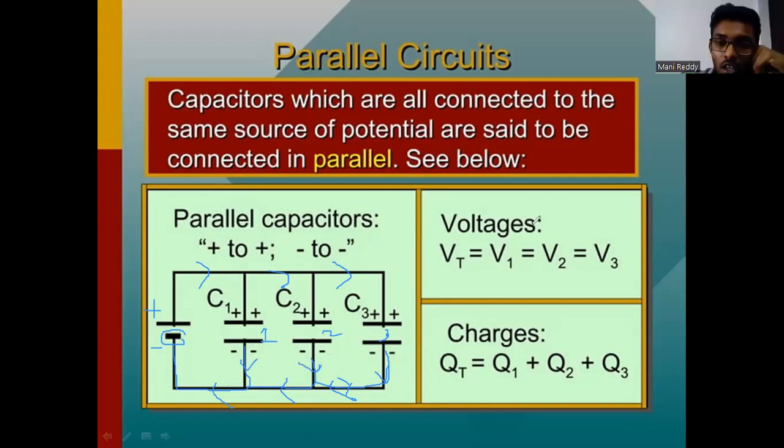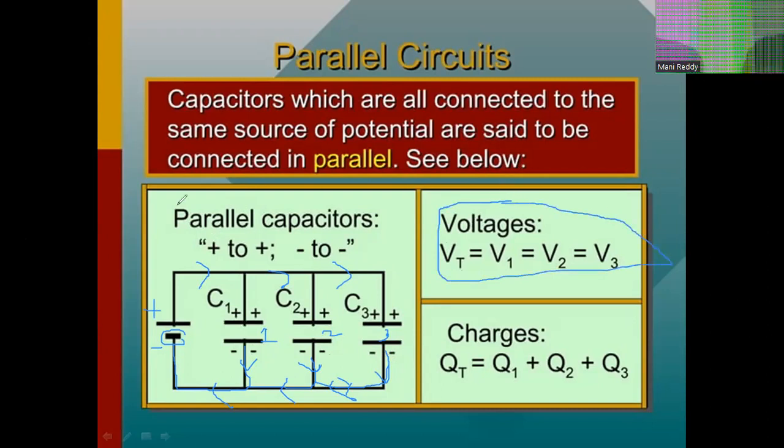Here voltages are the same in parallel connection. We all know that in series connection, charges are the same and voltages are different. In parallel connection, voltages are the same and charges are different. Here V, here also V, here also V. Same voltage in every branch. If any metal, resistance, inductor or capacitor is connected in parallel, you must remember that voltages are the same and charges are different.